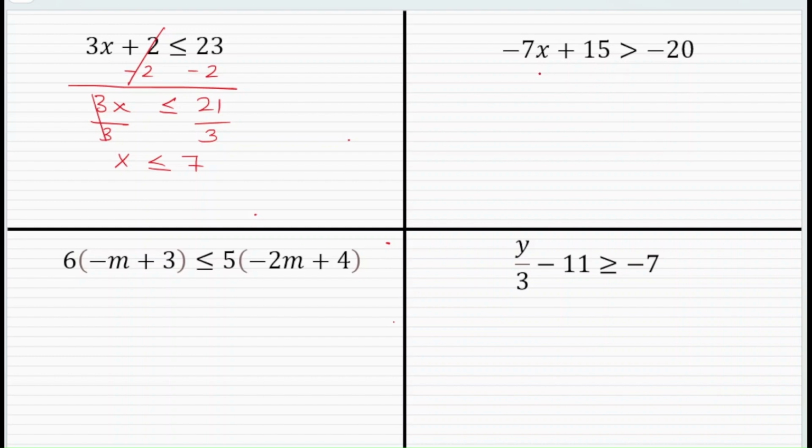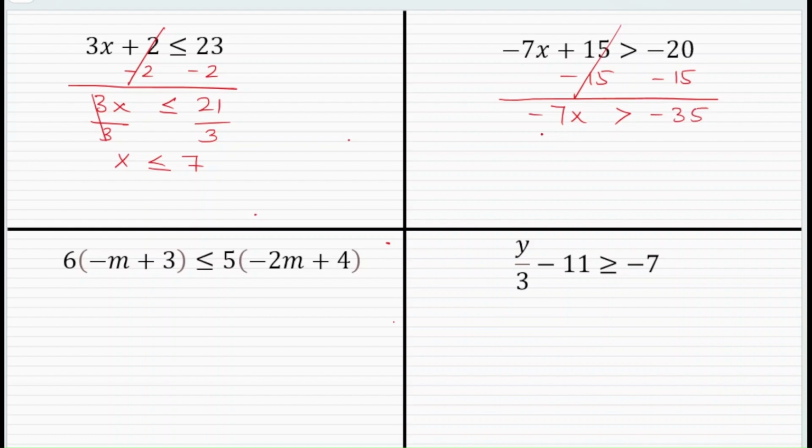Now, let's do this one. Minus 7x plus 15 is greater than minus 20. I will first eliminate this plus 15 by doing minus 15 on both sides. So this plus 15 minus 15 is 0. So minus 7x is greater than negative 20 added to negative 15, which is negative 35.